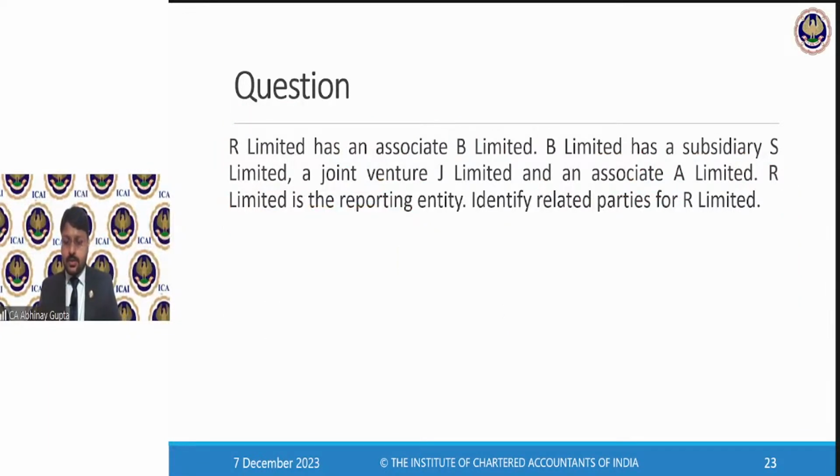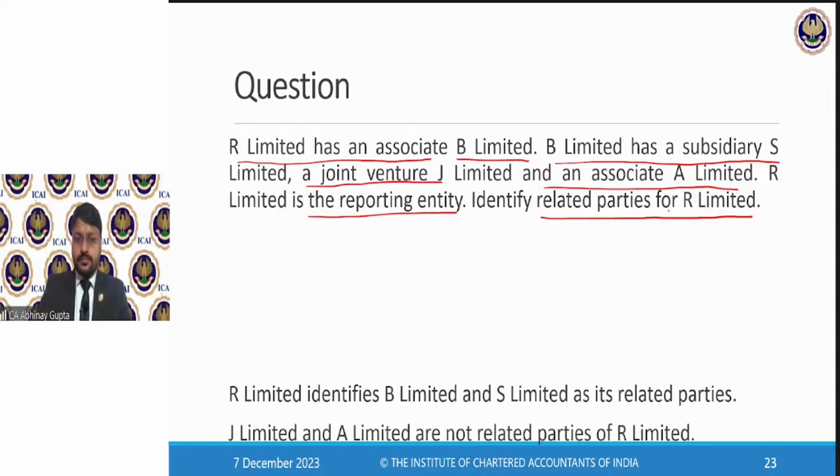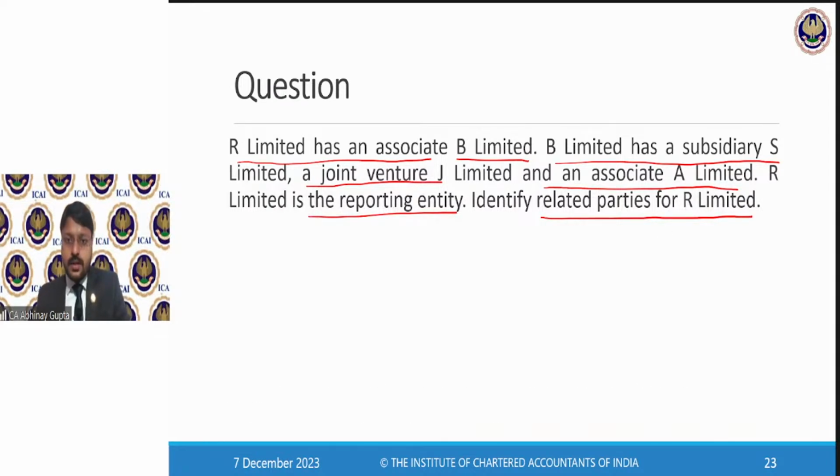Okay, let's do this question now. This will test what we have learned. R Limited is an associate of B Limited, and B Limited is a subsidiary of S Limited, a joint venture J Limited, and an associate A Limited. R Limited is the reporting entity. Identify the related parties for R Limited. Let me draw the chart.